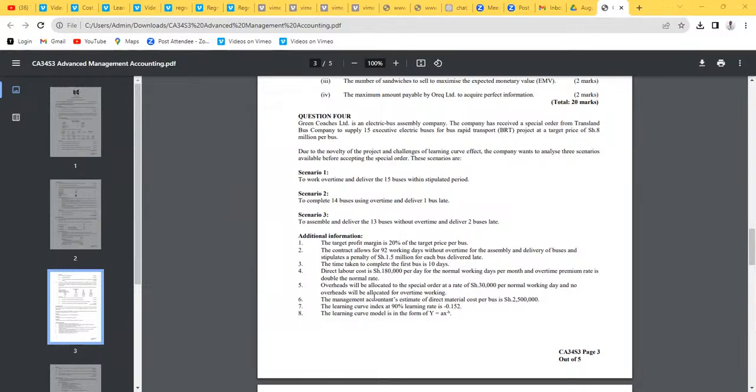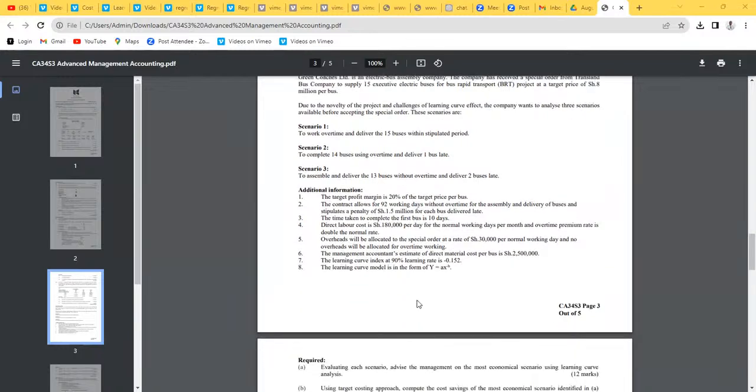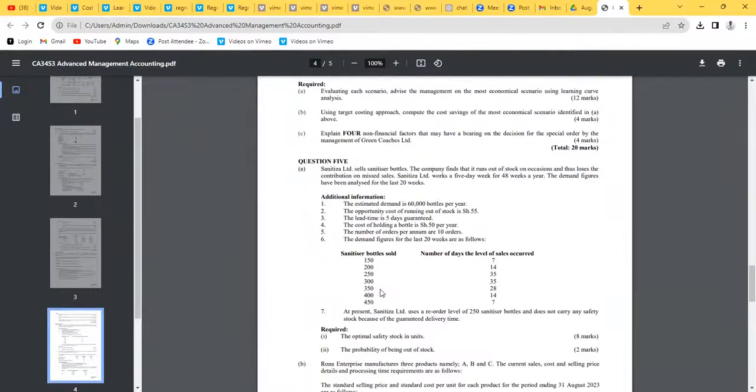The learning curve model is in the form of y equals a x raised to power b. If it is raised to power b, then x should be the cumulative number of units, and y should be the average. Required: evaluate each scenario and advise the management on the most economical scenario using learning curve analysis. Using target costing approach, compute the cost saving of the most economical scenario identified in A above.